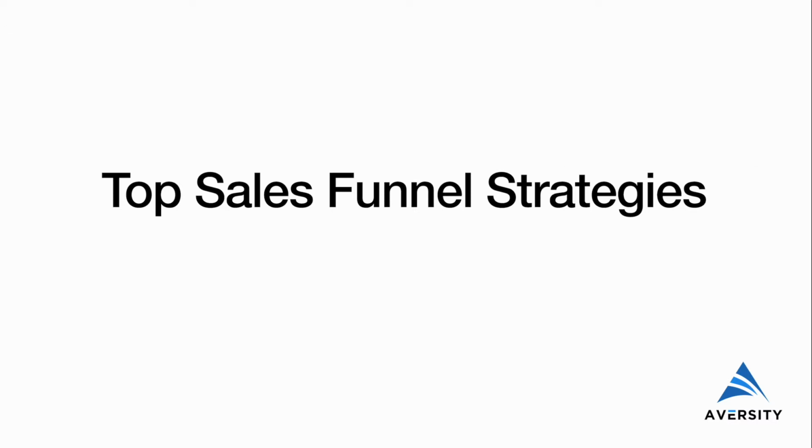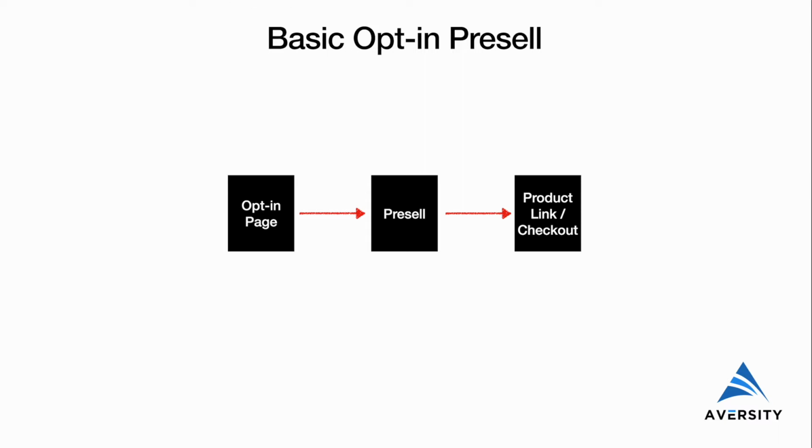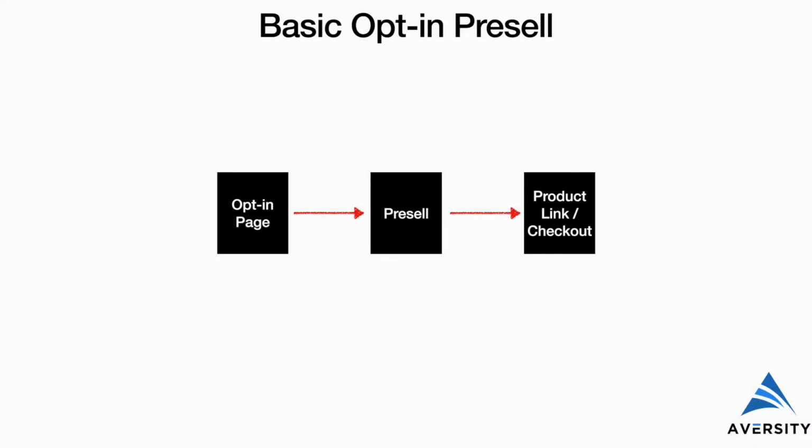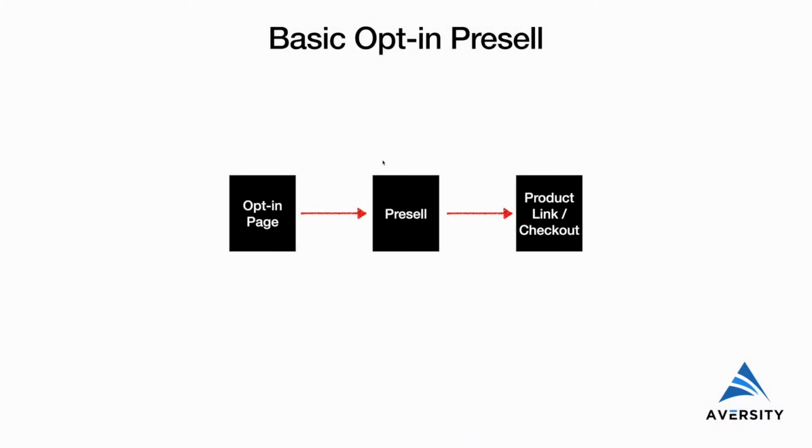So the first one I want to talk about is the basic opt-in funnel. I'm sure you've seen this all over the place. This is basically what you create to build a list, anything like that. So it starts from an opt-in page and then goes to a pre-sale page and then product link or checkout. Again, if you're selling a product, if you're selling an affiliate product, what you can do is you basically have a link to the affiliate product at the end of the pre-sale page, right?